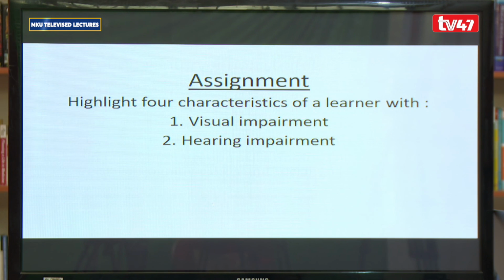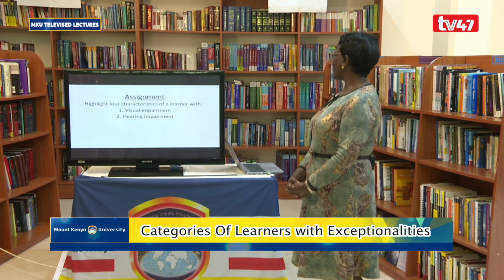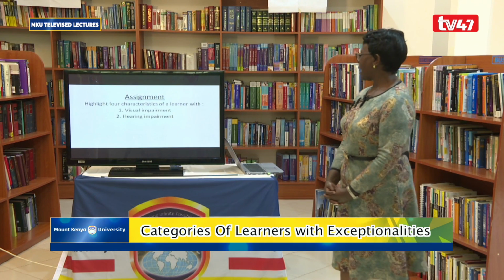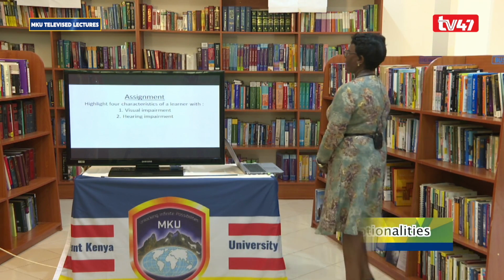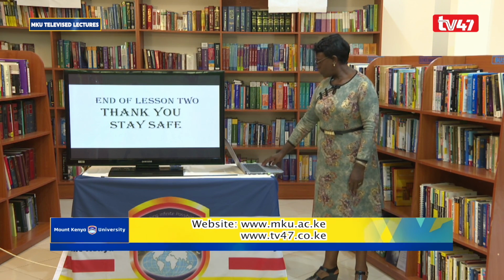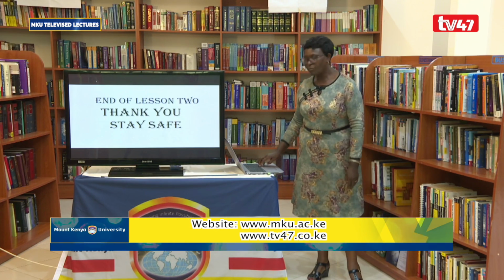We have come to the end of our lesson 2, and we have an assignment. In this assignment, you are asked to highlight 4 characteristics of a learner with visual impairment and a learner with hearing impairment. And then we'll move on now to the next lesson, but remember to stay safe, especially now. So we move on to lesson 3.